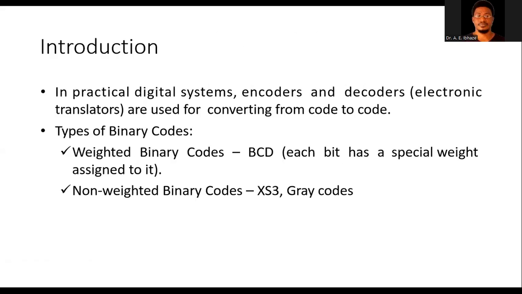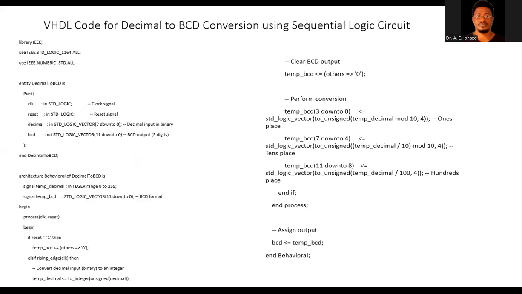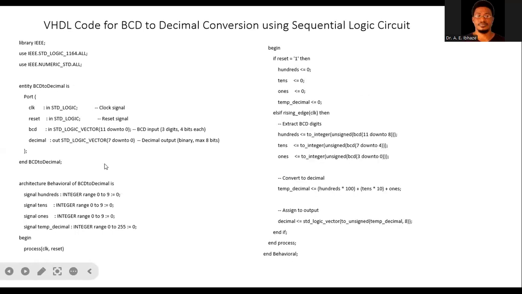We already introduced the BCD code, the weighted and non-weighted. And for the binary coded decimal, here's the VHDL implementation of the BCD. We'll try to run them. In this implementation, we actually use combinational logic circuits. So you see that we do not have the clock signal like we have in the sequential logic implementation.